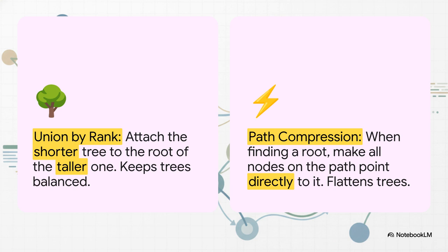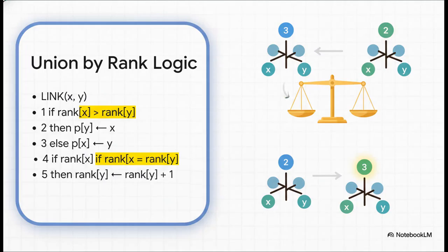Then you've got path compression, which is even cooler. Whenever you're looking for the leader of an item, you take every single node you visited along the way and have them point directly to the leader. It's like the tree automatically flattens itself out as you use it. And the code for this isn't complicated at all.